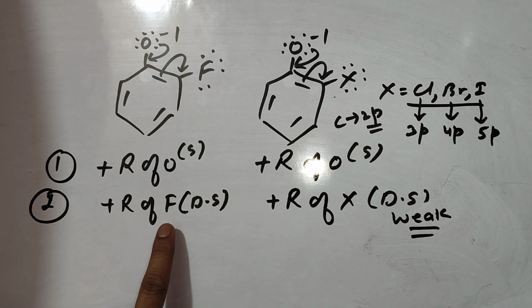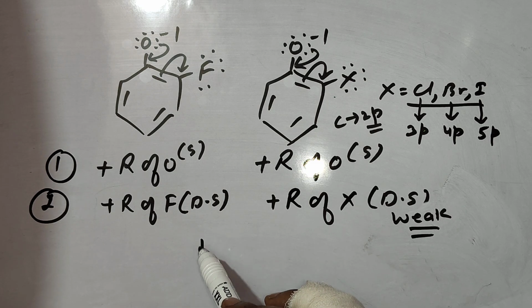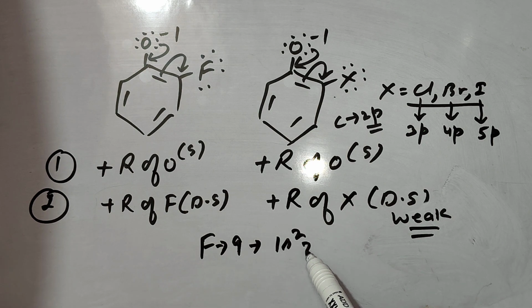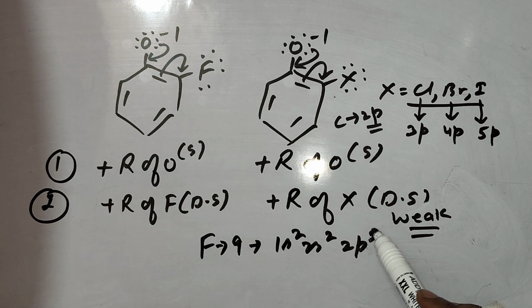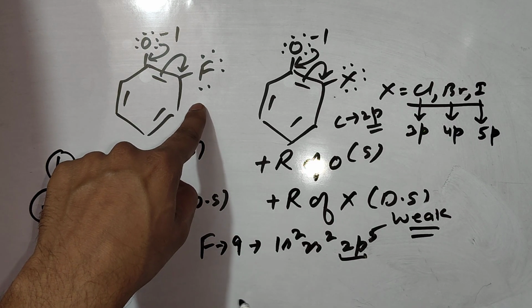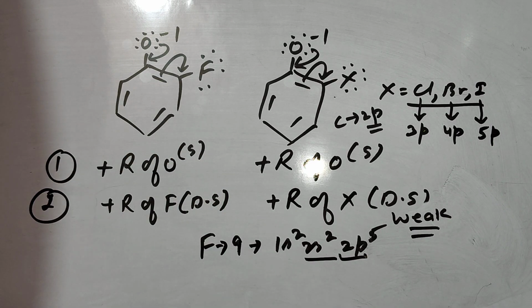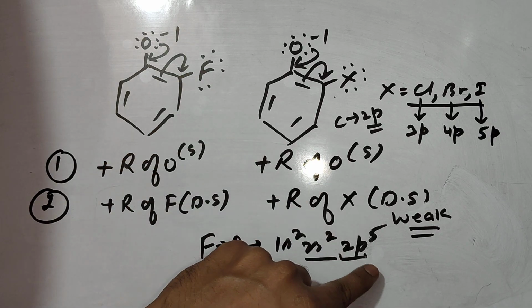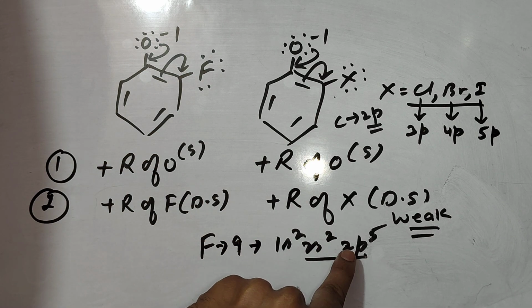But this problem is not in fluorine. That's why fluorine is different from chlorine, bromine and iodine. Why? Because fluorine atomic number is 9. If you do its electronic configuration, 1s2, 2s2, 2p5, means these lone pairs will be available in the second energy level. In 2p, 1 unpaired electron will be there, which is used to make a covalent bond with carbon, and 3 lone pairs will be available in the second energy level.